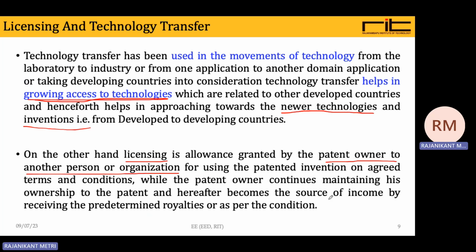And hereafter it becomes a source of income by receiving predetermined royalties, as per the agreed terms and conditions. So the owner will get the predetermined royalties based on that agreement. So that is nothing but the license.